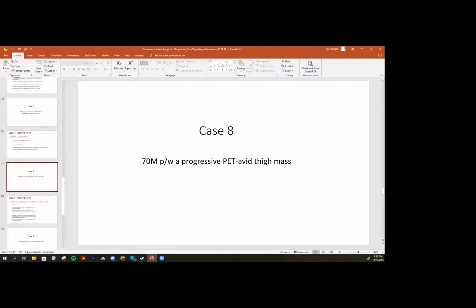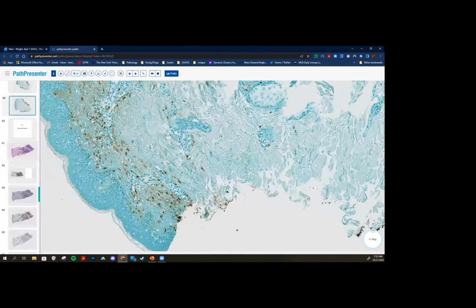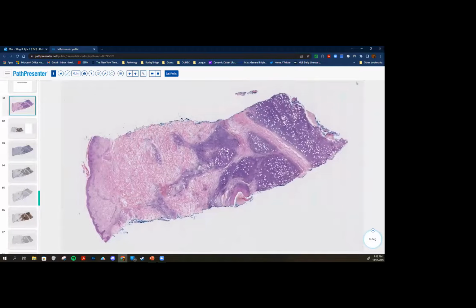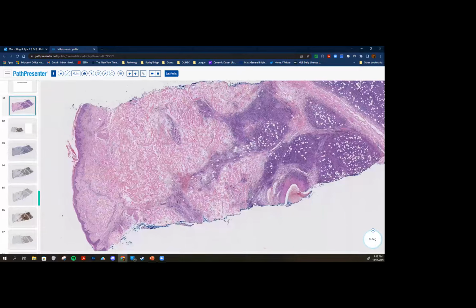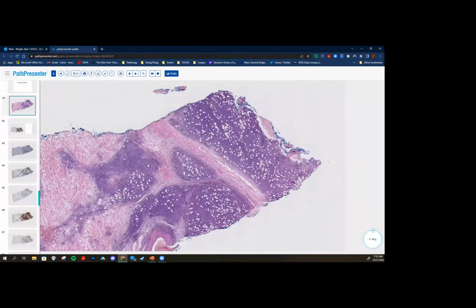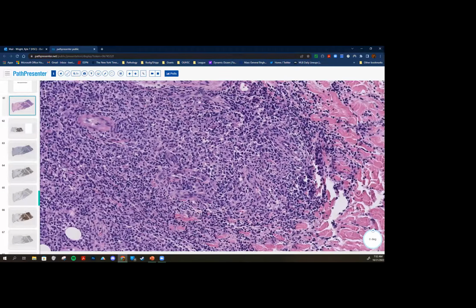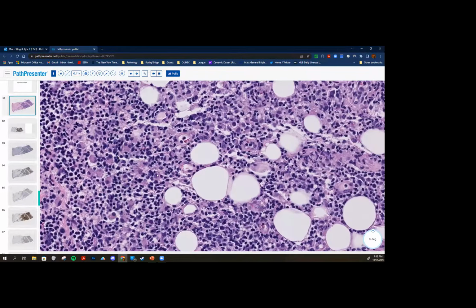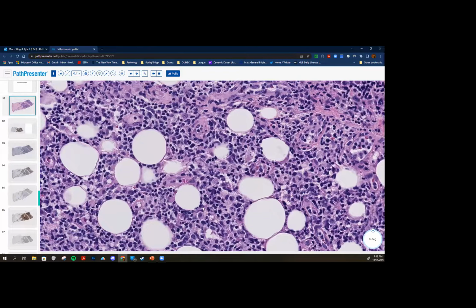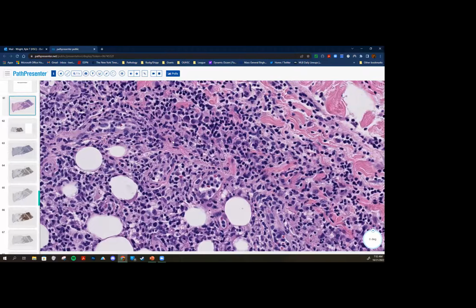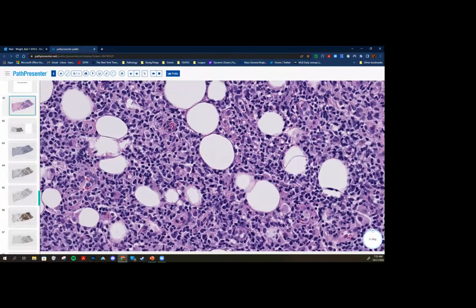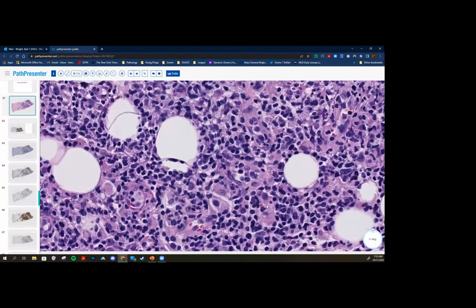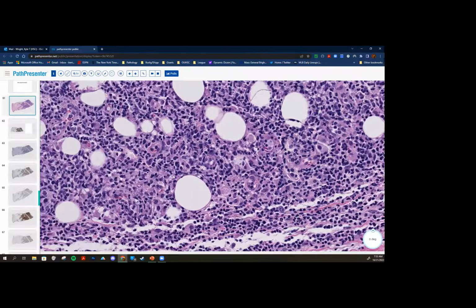So case number 8, this is a 70-year-old male presenting with a progressive PET avid thigh mass. Here we have a deep dermal perivascular infiltrate that's moving into the subcutaneous tissue. The epidermis and superficial dermis are fairly uninvolved, so we'll go look at the action. These cells look fairly small, or small to intermediate in size, and fairly lymphoid. You get some rimming of the adipocytes in the subcutaneous tissue, but otherwise fairly nondescript, as small lymphoid lesions typically are.